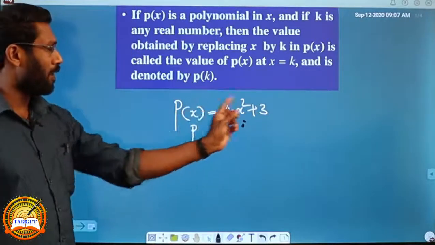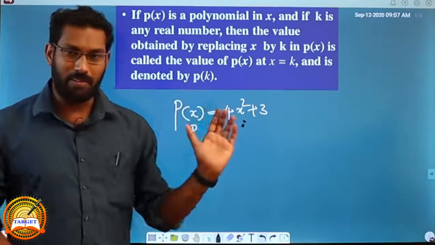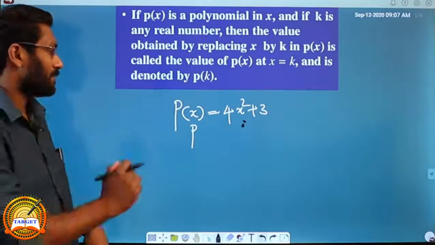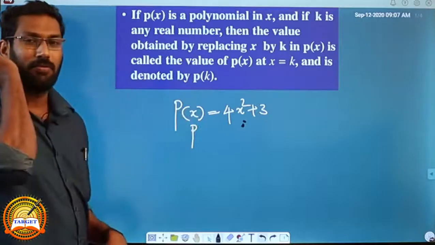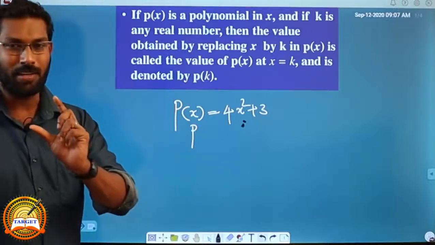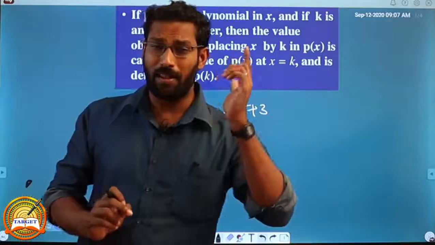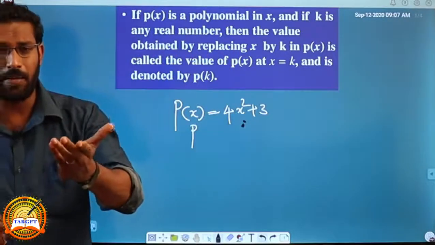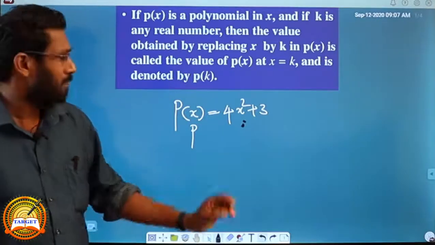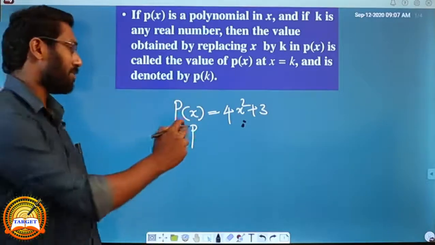So this is a polynomial p of x which is given as 4x square plus 3. I am going to find the value of this polynomial when x is equal to 3. Suppose I replace the variable x by the value 3. If you replace the variable x by the value 3, we will get the value of the polynomial p of x at x equal to 3, and we can denote it as p of 3.